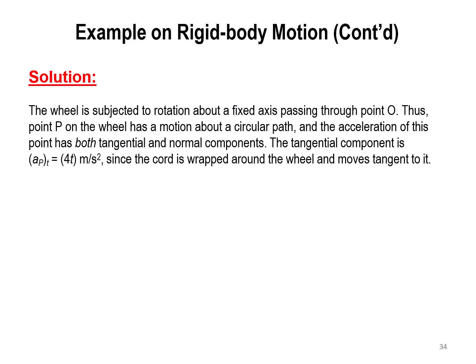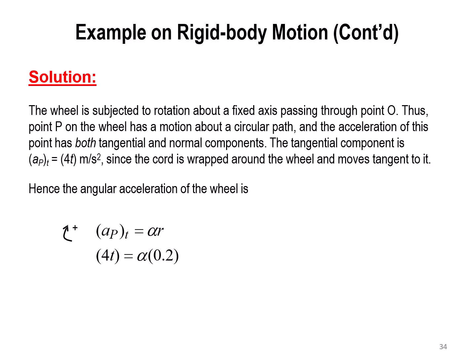The tangential component is a_t, which is 4t meters per second squared, since the cord is wrapped around the wheel and moves tangent to it. As the angular acceleration of the wheel is alpha, we can rearrange this equation so that a_t is equal to alpha multiplied by r. And thus we can write that the 4t, which is already given, is equal to alpha multiplied by the radius, which is 0.2. Now alpha can be solved to be equal to 20t radians per second squared.